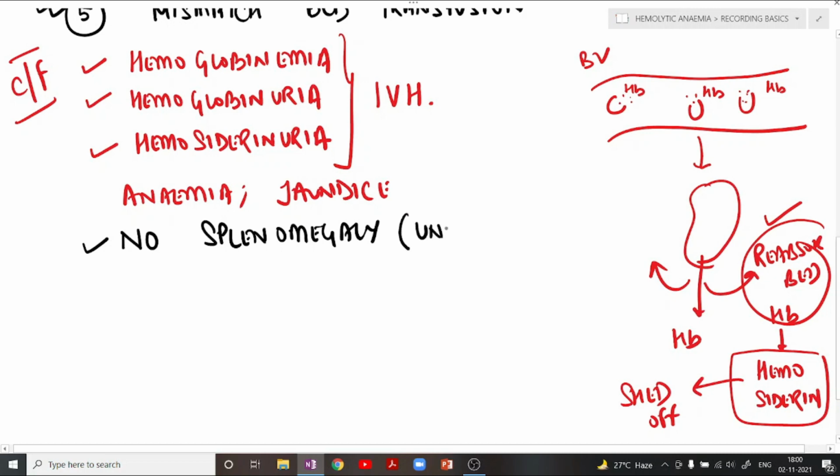So unlike in IVH, where we were having splenomegaly, over here we do not have it. This is the most important point that you have to keep in mind when we are trying to differentiate. Okay, now let me just show you what is happening.